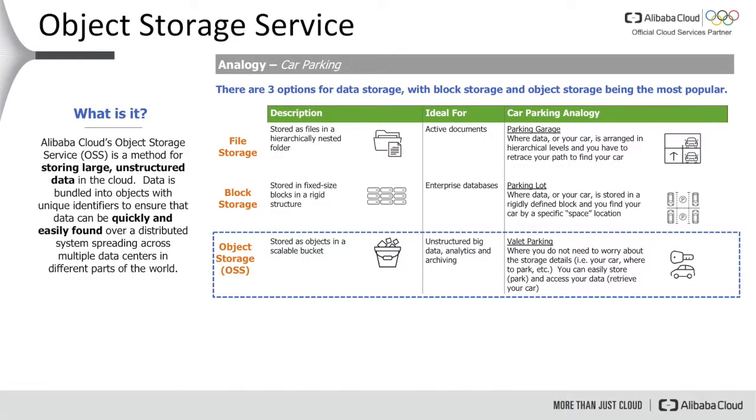So, what is OSS? OSS is Alibaba Cloud's Object Storage Service, and it provides a really simple means for storing large, unstructured amounts of data in the cloud. Many, many terabytes, if you like. We don't put a hard limit on the amount of data that you can store on OSS. So it's really similar to, for example, Amazon S3 or commercial end user offerings like Dropbox. It's really ideal for huge amounts of unstructured big data.